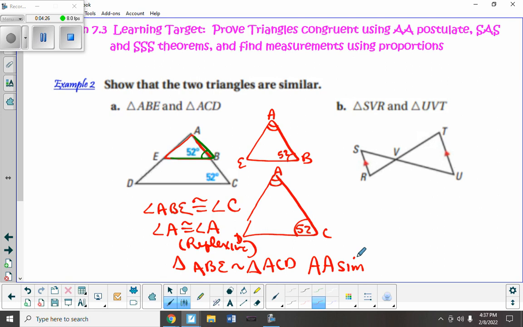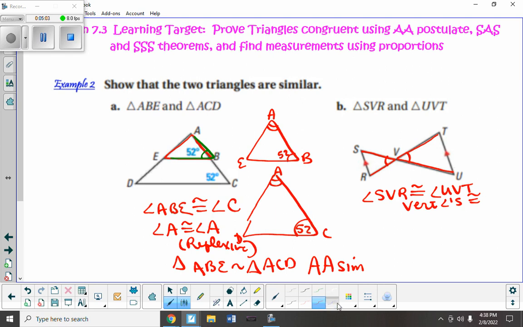Now this next one, we're trying to prove that triangle SVR is similar to triangle UVT. So we just have to find two sets of angles that are congruent. Well, hopefully you recognize right away that these angles are vertical angles. So that would be angle SVR is congruent to angle UVT, and that is because they are vertical angles.